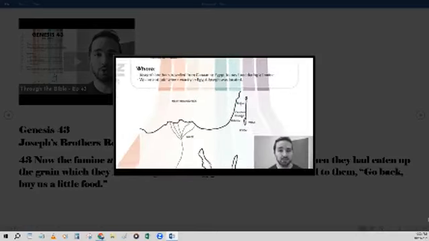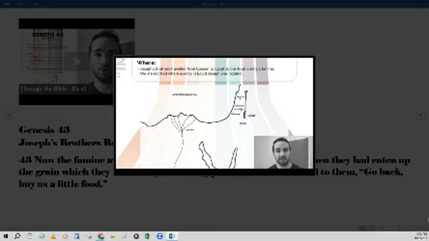Where do these events take place? Well, grab your map and get ready to reference. Jacob lived in Canaan, up there by the Dead Sea. Now, we've been talking about that area for quite a while now. He had to send his 10 boys, or in this chapter, his 11 boys, down to Egypt, which was southwest of him, to buy food.